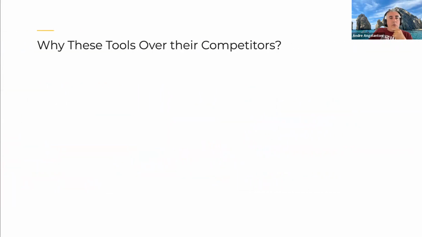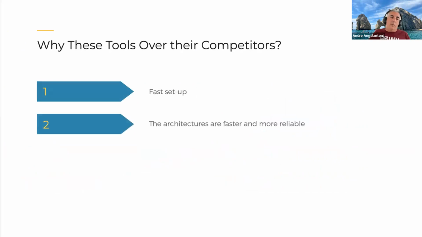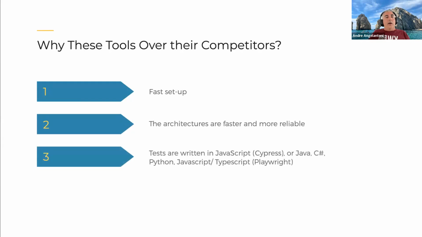Okay, so why these tools over their competitors? Well, for one thing, it's very fast setup. The architectures are faster and more reliable, particularly with Playwright, but Cypress is already such a speed increase over some of the other tools that I've used that it qualifies as well. The tests are written in JavaScript in the case of Cypress, or TypeScript, or for Playwright, you can write in multiple languages: Java, C#, Python, or JavaScript and TypeScript. So there's some amount of flexibility in Playwright, but with Cypress, at least it's the language of the web.